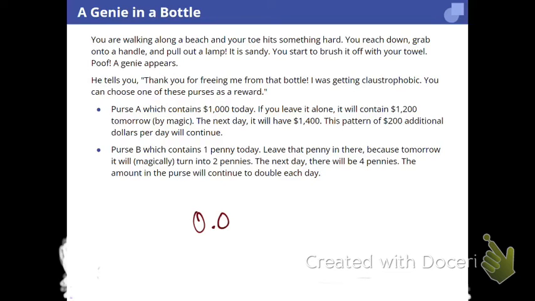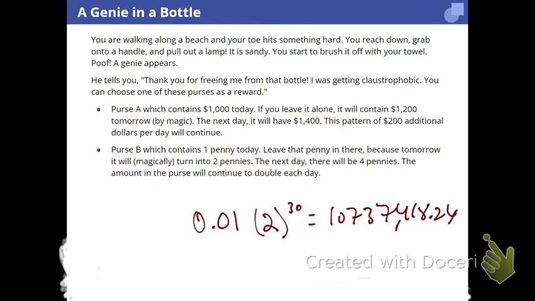So I got a penny. What's happening to that penny? It's doubling 30 times. And it will have 1,073,741,824. It'll have a cool 10 million if you can wait 30 days. Okay.